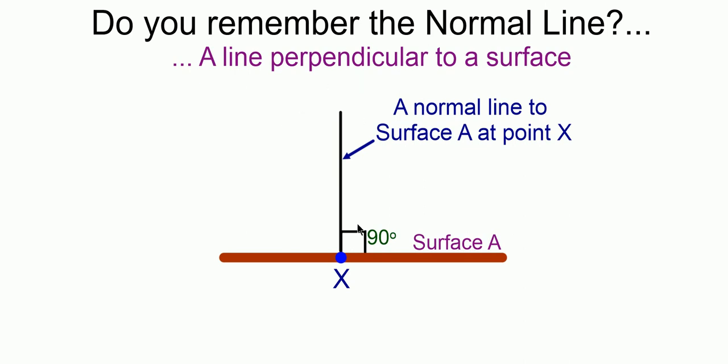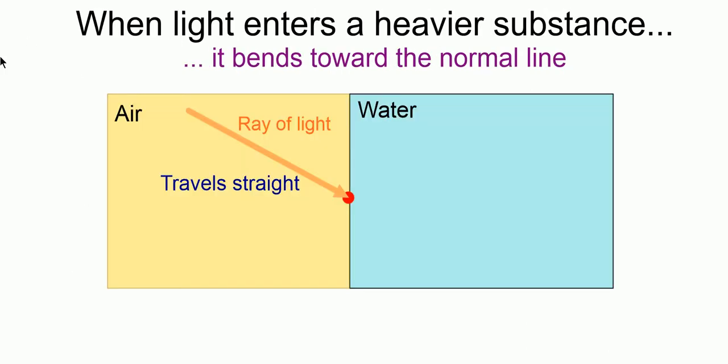Do you remember the normal line? We have a surface here, and the normal line at point X is a line perpendicular, 90 degrees. We call this line here a normal line to surface A at point X, 90 degrees. We're going to need that now.